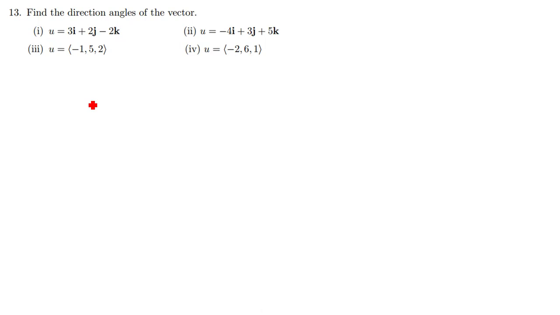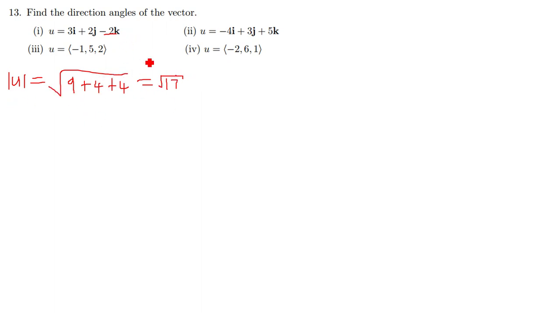So the way you solve this question, you first find the magnitude of u. The magnitude of u will give us the square root of 3 squared, which is 9, plus 2 squared, which gives us 4, plus negative 2 squared, which also gives us 4. So this is 8 plus 9, that is 17. So the square root of 17 is the magnitude of u.